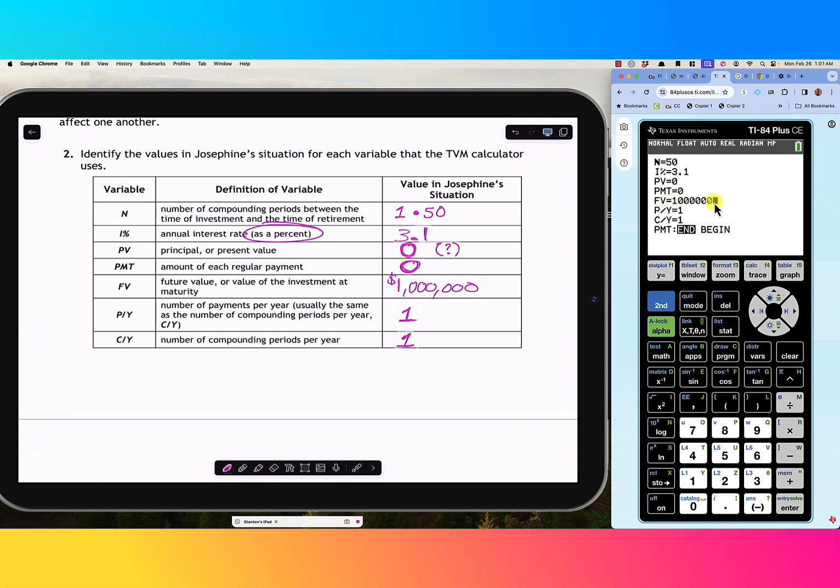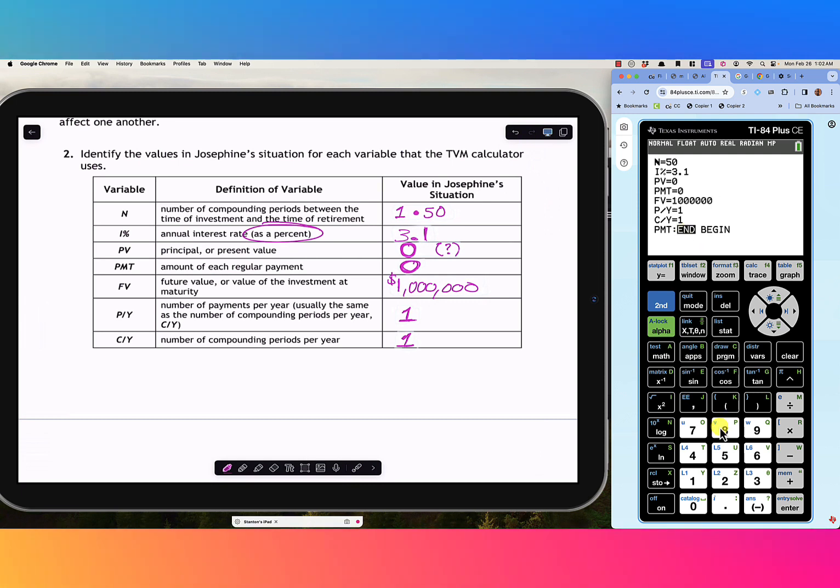Okay, we got 1 million there. And then PY and CY in this case are both 1s. One important detail is at the end right here, the payment, we're always going to leave that as end, because we're assuming that we're making payments at the end of a cycle. So just leave that as end.